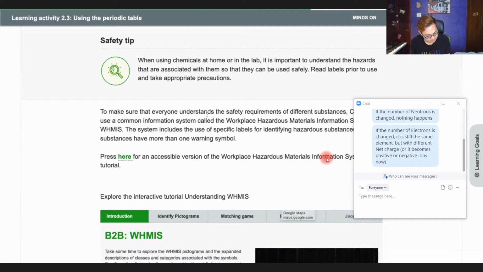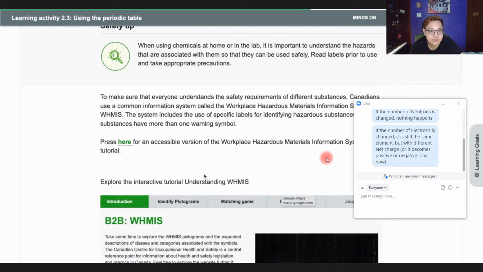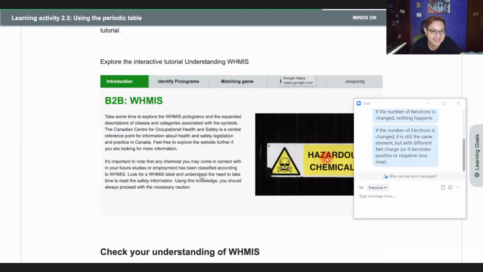To make sure that everyone understands the safety requirements of different substances, Canadians use a common information system called the Workplace Hazardous Materials Information System, or WHMIS. The system includes the use of symbol labels for identifying hazardous substances. Some substances have more than one warning symbol. Warning. Hazardous material detected. It's like a hazardous material.